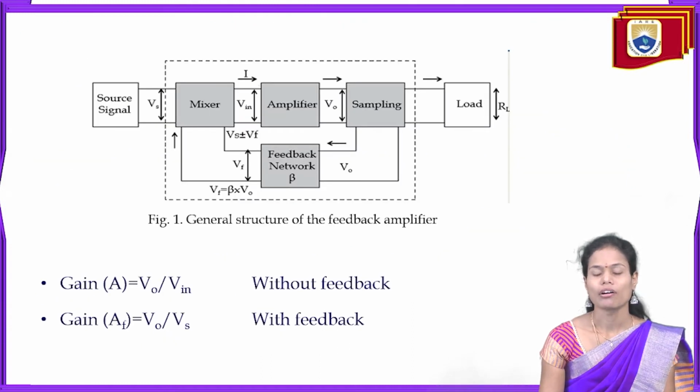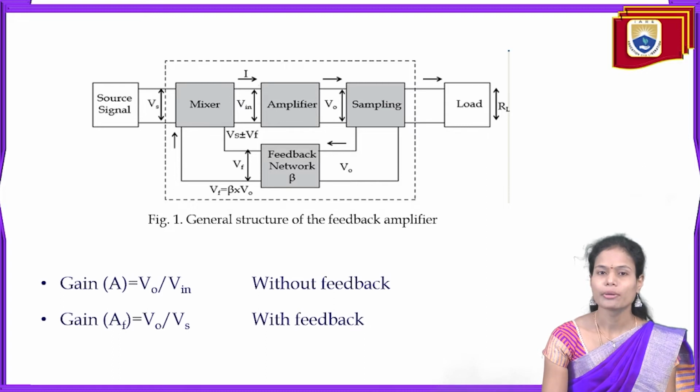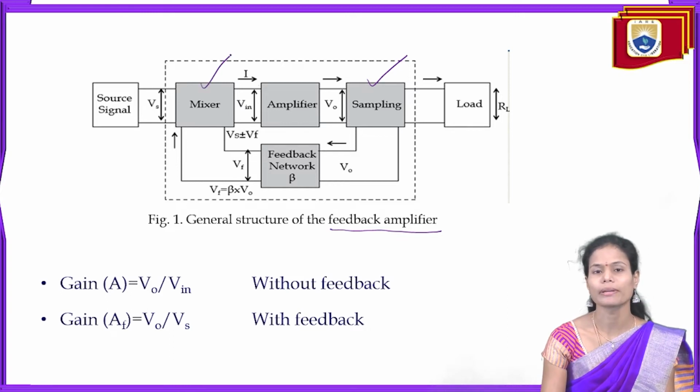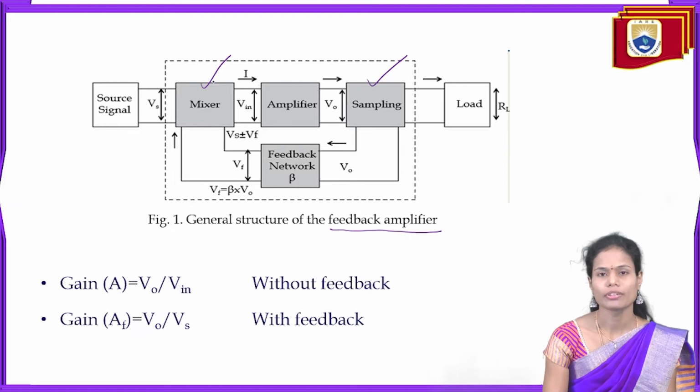And after including the feedback to the amplifier, this becomes the feedback amplifier. While performing the feedback amplification, we are going to do the sampling across the output side and mixing across the input side. Sampling in order to take some part of the output signal, and mixing, here we are adding the feedback signal with the input signal.